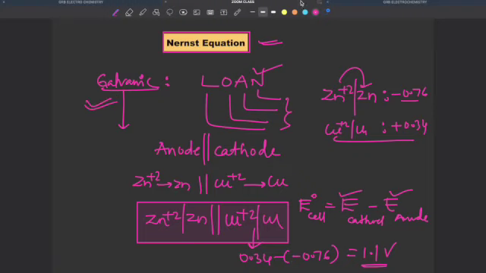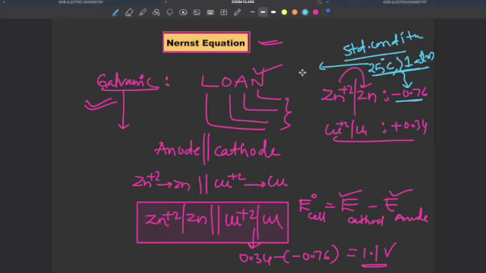These values are calculated under standard conditions. Standard conditions means we have to use a temperature of 25 degrees C and 1 atm pressure. And the molarity of the solution should be 1 molar. We have to use 1 molar.